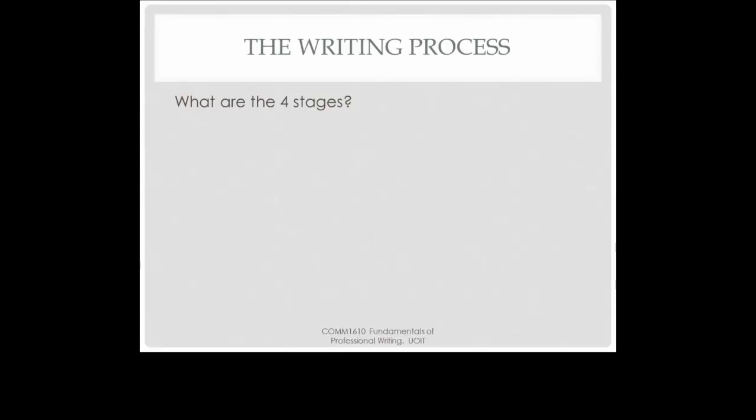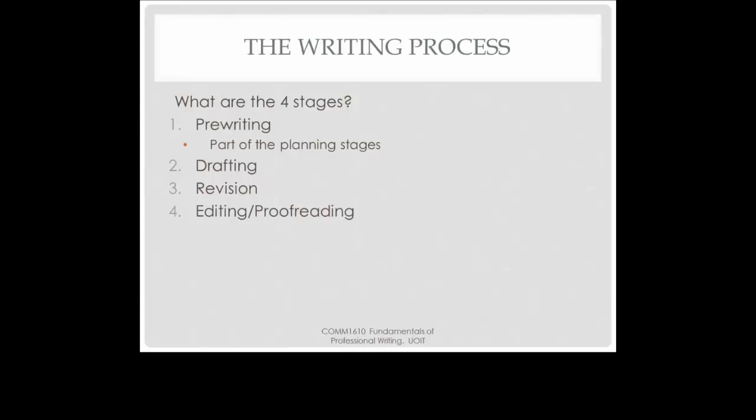So there's four basic stages to the writing process. There's the pre-writing stage, which is part of the planning stages, drafting your document, revising your document, and then editing and proofreading the document. Now, these are four very basic stages, but they can be refined even further.